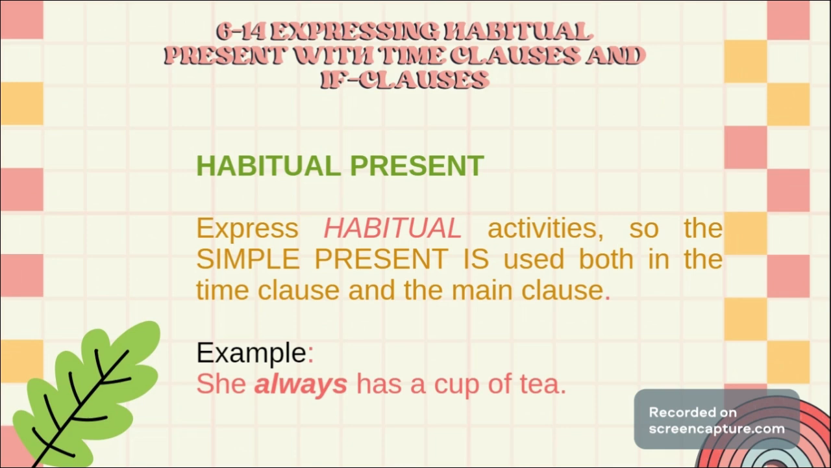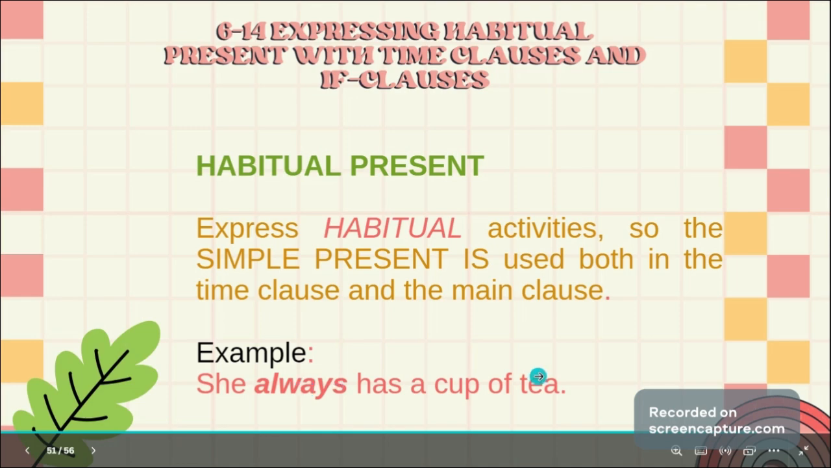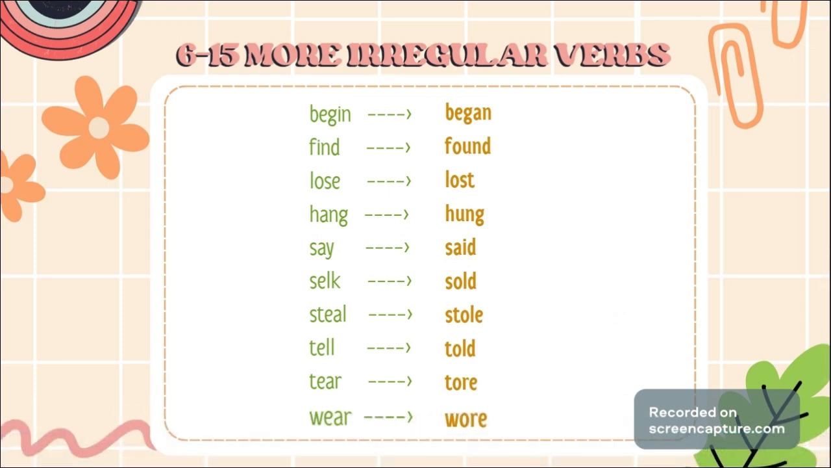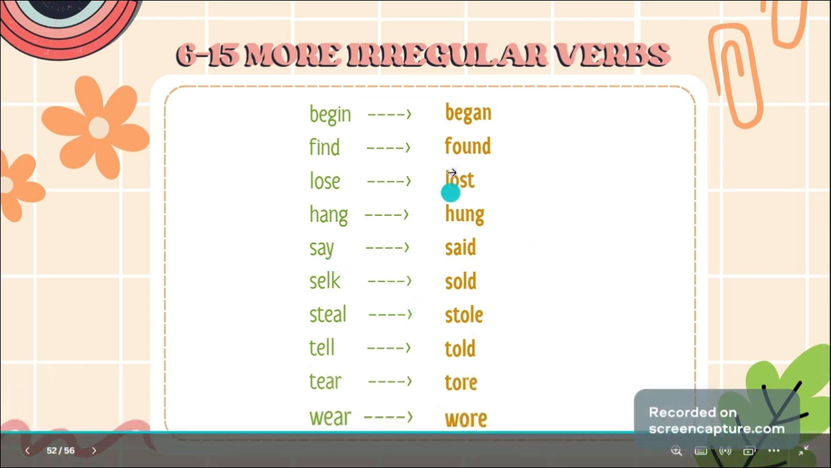And next, expressing habitual present with time clauses and if clauses. Habitual present expresses habitual activities. The simple present is used both in the time clause and the main clause. Example: she always has a cup of tea. Okay, next, irregular verbs. So, there are regular verbs and irregular verbs.